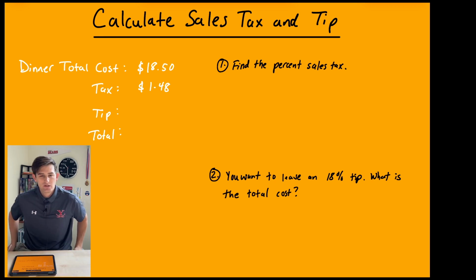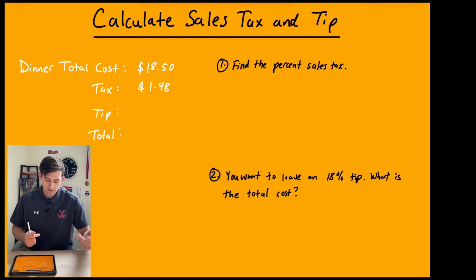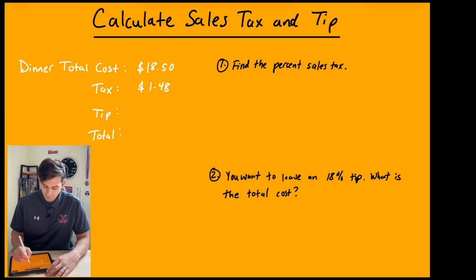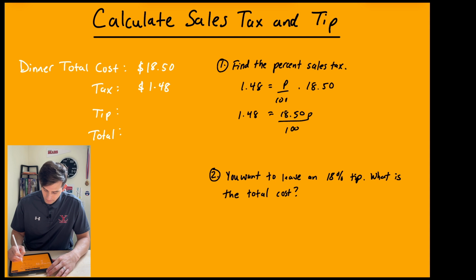So essentially we need to answer the question, $1.48 is what percent of $18.50? So we know that $1.48 would be our part. We're trying to find the percent, so let's write this over 100, and we're going to multiply this by 1850. All right, so 1.48 is equal to 1850p over 100.